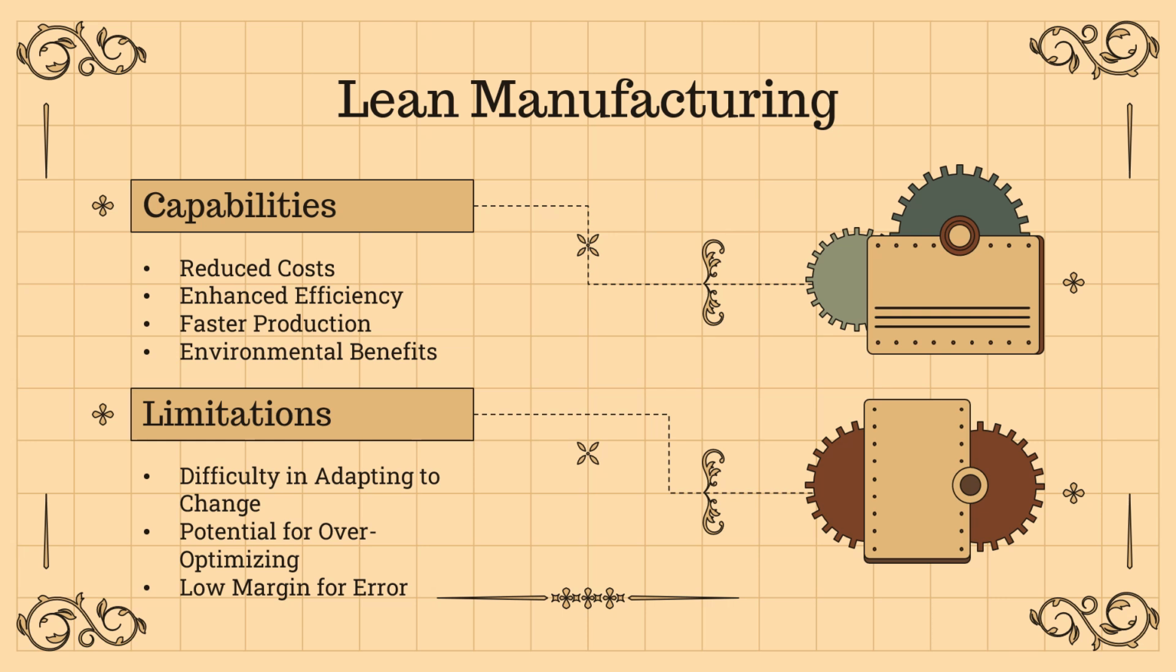And finally, lean systems focus on minimizing waste and inventory, which makes the system overall more vulnerable to disruptions in the supply chain or unexpected problems in the production process.